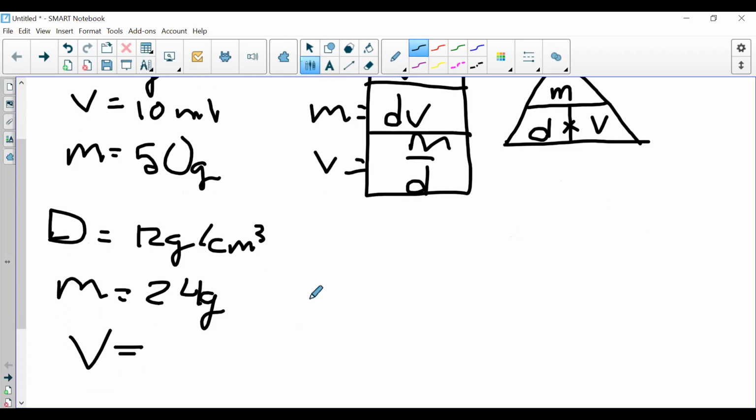2. 2 grams per centimeter cubed? Not quite. Density is grams per centimeter cubed and mass is grams. So the grams cancel, and what are you left with? 2 centimeters cubed. So you should remember that this is a volume measurement. You will never have grams as an answer for volume. You'll never have grams per centimeter cubed as an answer for volume. You're either going to have milliliters or centimeters cubed.